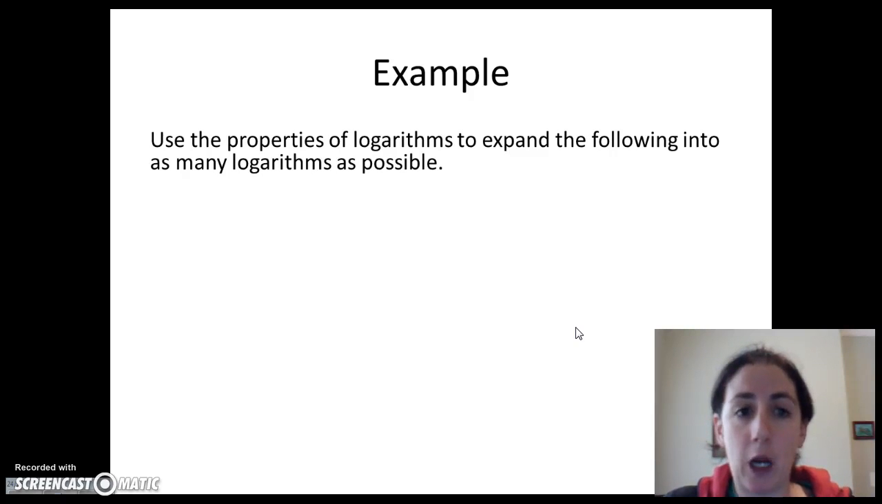The last example we're going to go over using these properties is expanding into as many logarithms as possible. This is going to be very useful and very helpful for you in calculus. So for example, if we had log of the cube root of 7x squared, we want to rewrite this in as many logarithms as we possibly can.